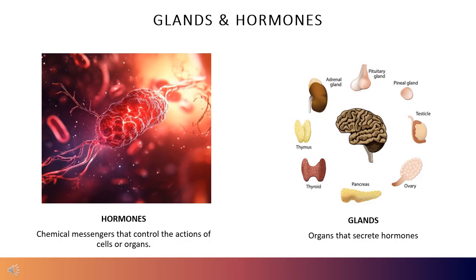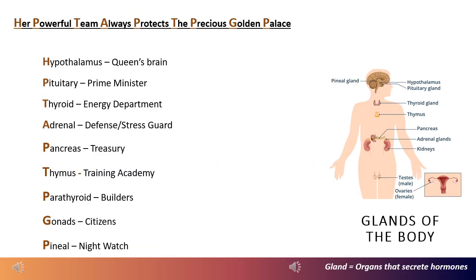And the organs that produce and release these hormones are called glands. So each gland is going to make a specific hormone that helps control a particular function, like metabolism, stress, growth, reproduction, or even our sleep cycle. So hormones are the messages, and then the glands are the messengers, sending those signals to keep the body in balance. This slide is a fun way to remember the major endocrine glands.